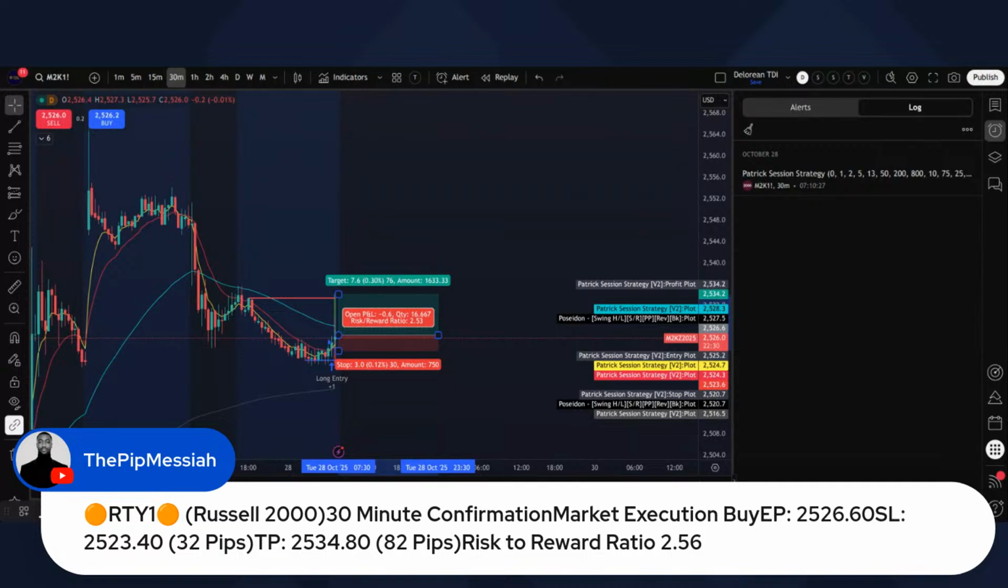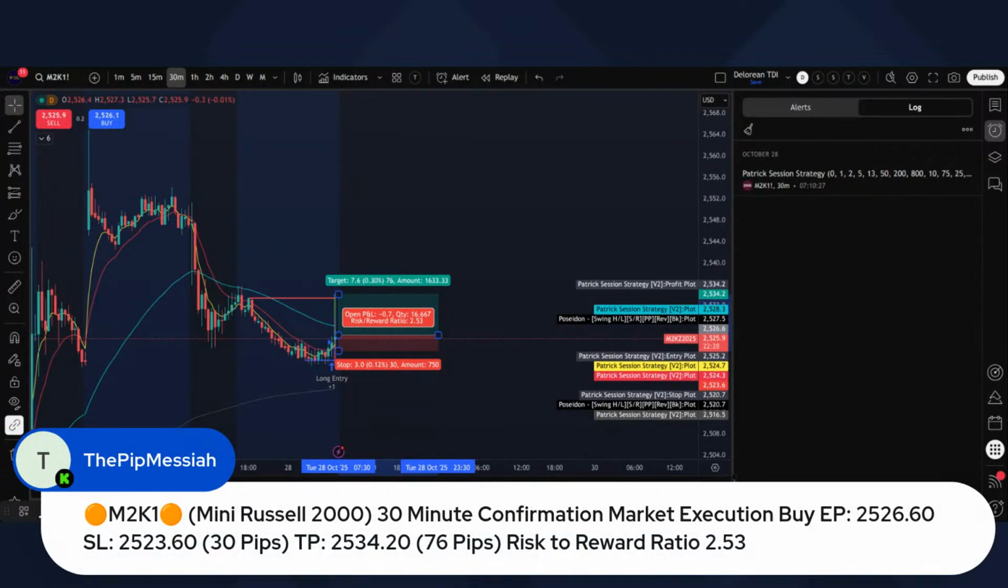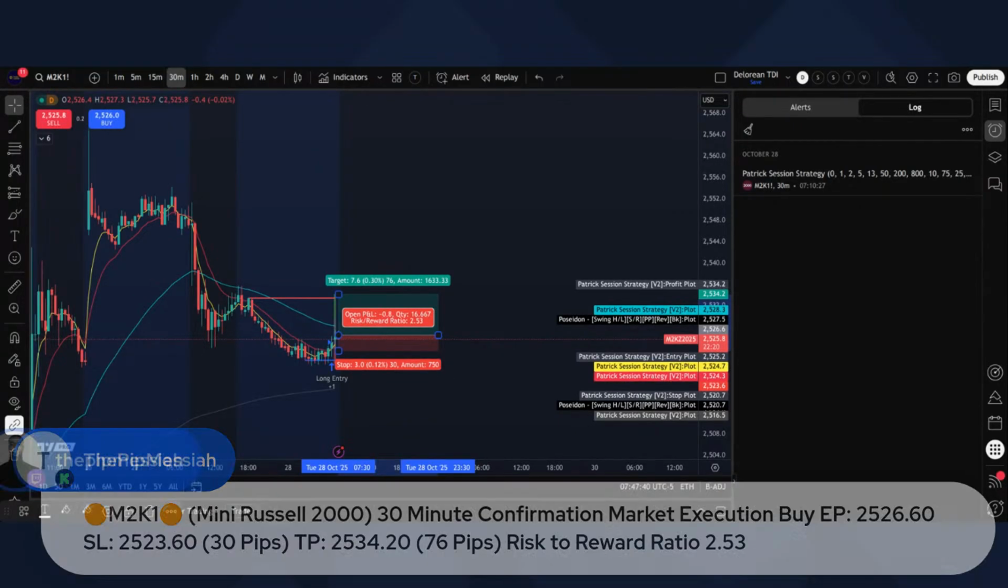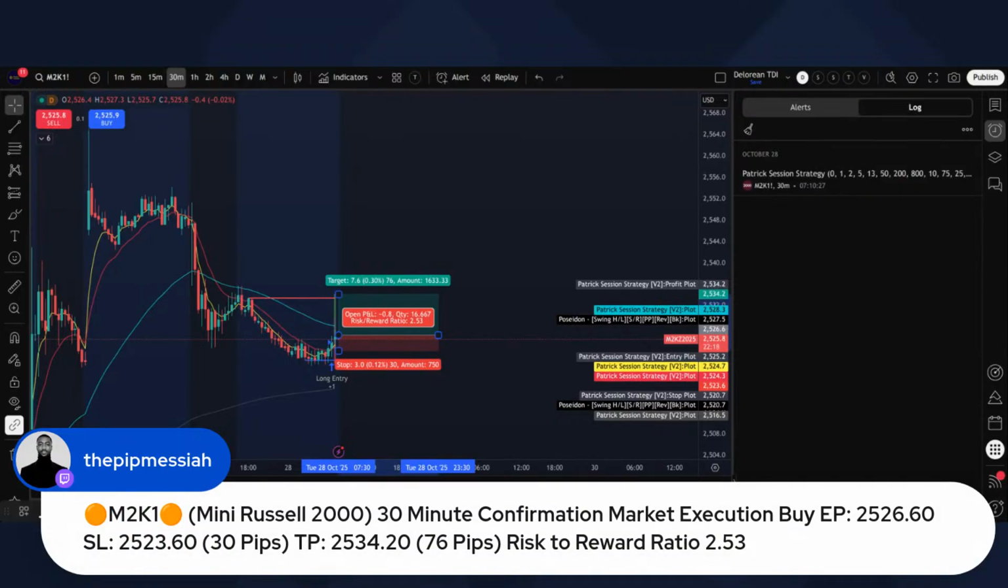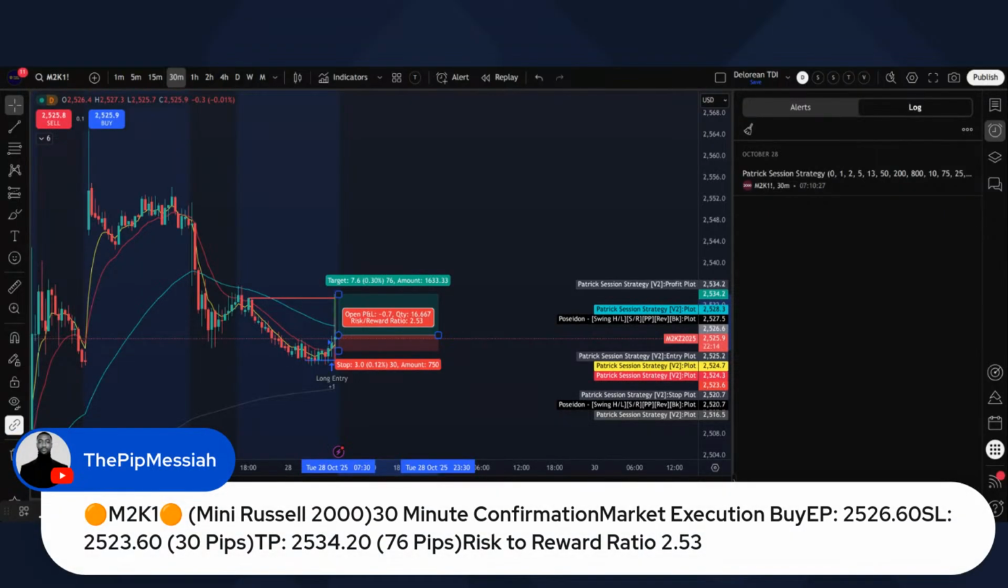All right, next call of the morning. Mini Russell 2000 M2K1, 30-minute confirmation, market execution buy. Your entry price is 2526.60. Stop loss is 2523.60 for 30 pips. Take profit is 2534.20 for 76 pips, and a risk to reward ratio of 2.53.